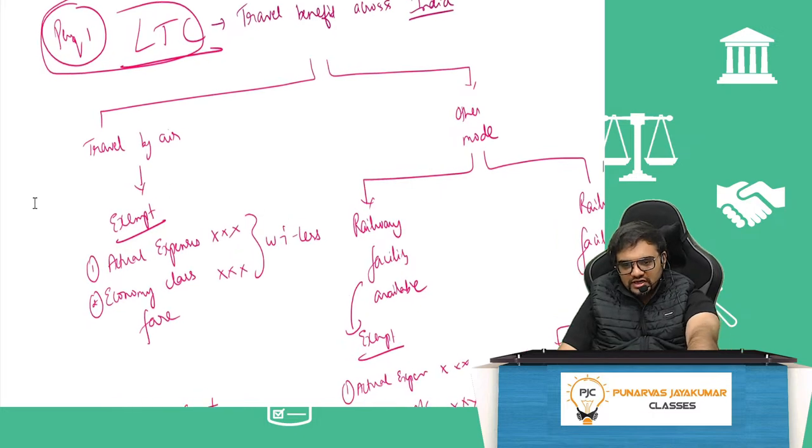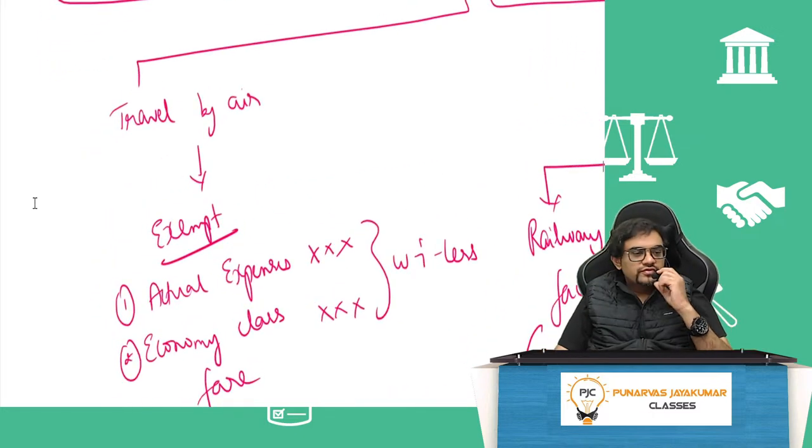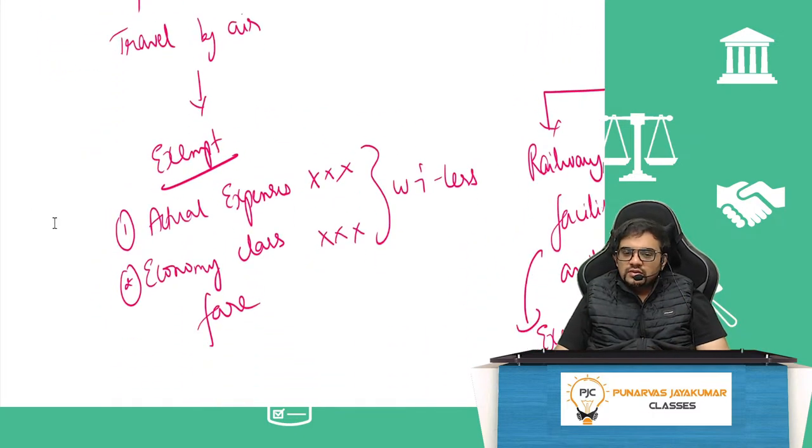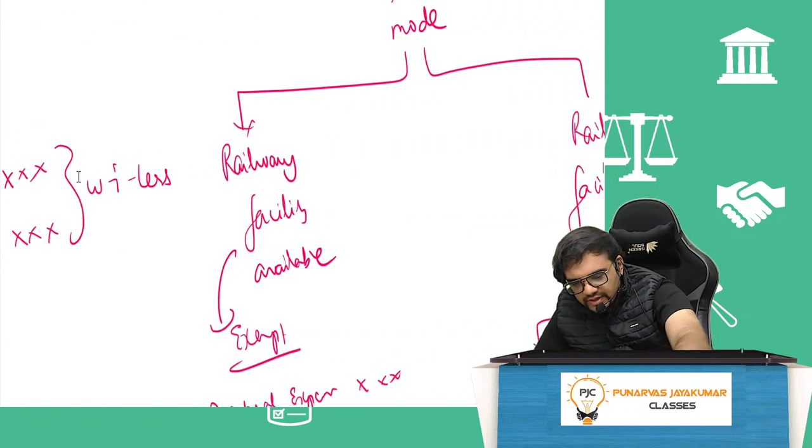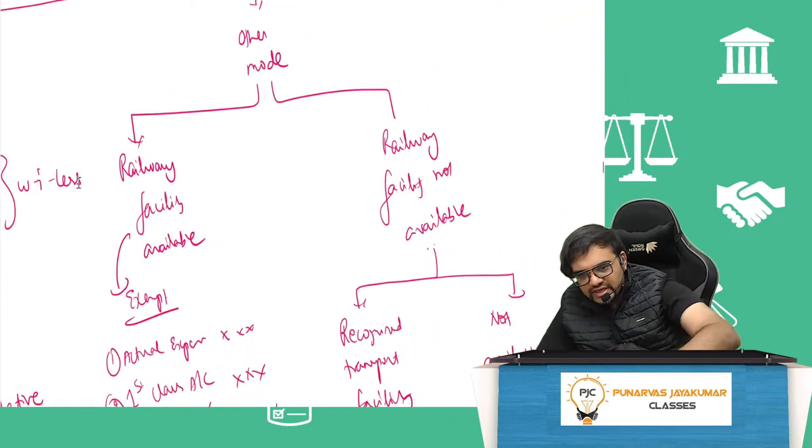If you are traveling by air, what is exempt? Either the actual expenses or the economy class fare is exempt, whichever is less. Because there are three classes, economy, business and first class, here you will only get up to economy class. If you go for other classes, you have to pay. Basically, that extra will be taxable.